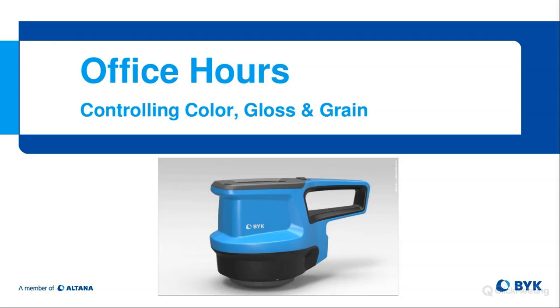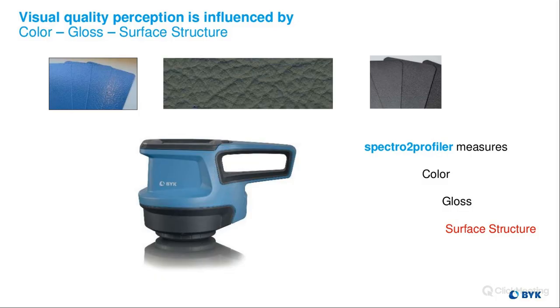All right. So like you said, today we'll be talking about controlling color, gloss, and grain with the spectro2profiler. To start, uniform appearance is an important quality for many different products, especially when it comes to multi-component products. The problem is that our visual quality perception is influenced by things like color, gloss, and your surface structure. Visual rating takes all three of these parameters into consideration, and then we can make an overall judgment whether that material would pass or fail if this was in a manufacturing setting.